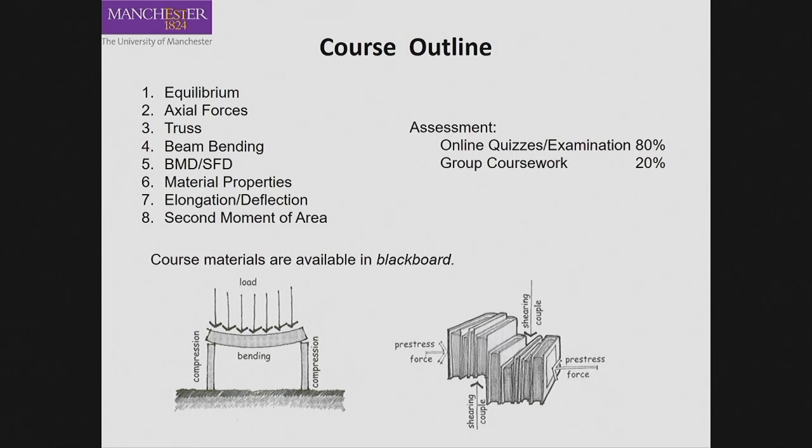Then we'll look at how a force goes through a member in the axial direction, or along the direction of its length, for example. That will take us to trusses, for example, how trusses are analyzed and how truss structures are exploited in various cases, starting from a biplane aircraft to civil engineering bridges, for example.